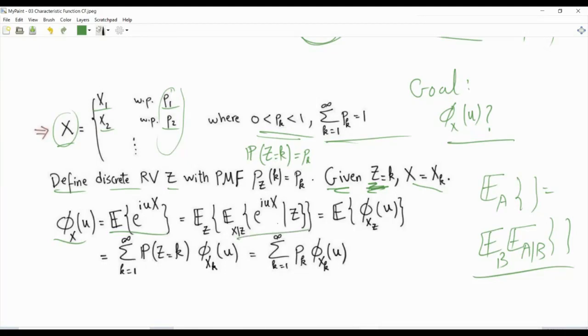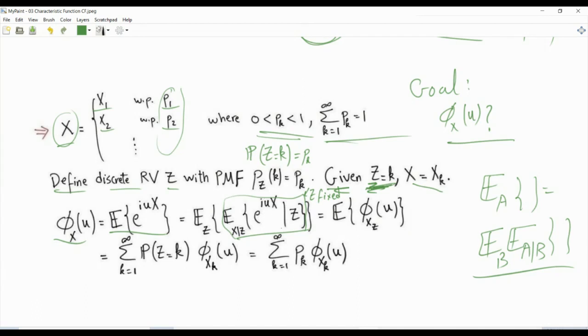Once you fix Z, so here in this guy Z is fixed, let's say Z is equal to 7. What is the characteristic function if Z is 7? Well, what does it mean that Z is 7? If Z is 7, then X is X sub 7, because again, if Z is k, then X is equal to X_k. So if Z is equal to 7, then X is equal to X7, and the characteristic function will be the characteristic function of the random variable X7.